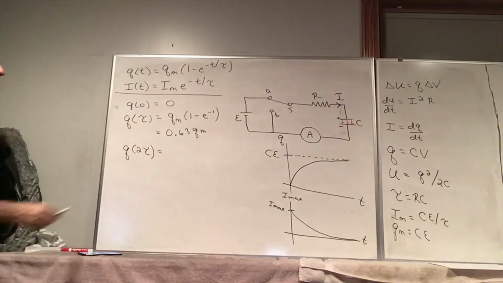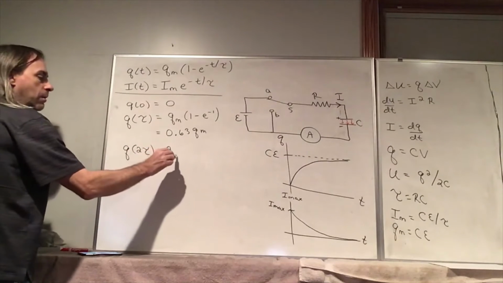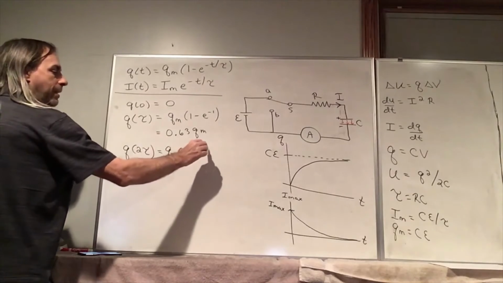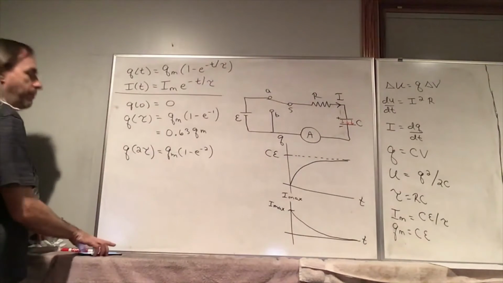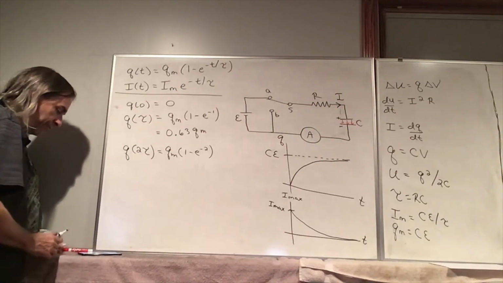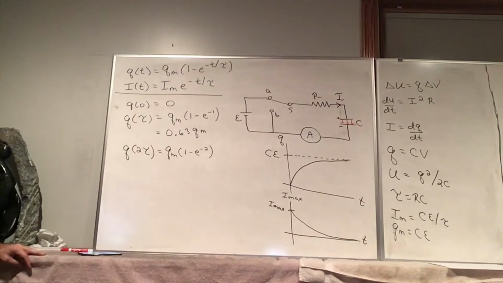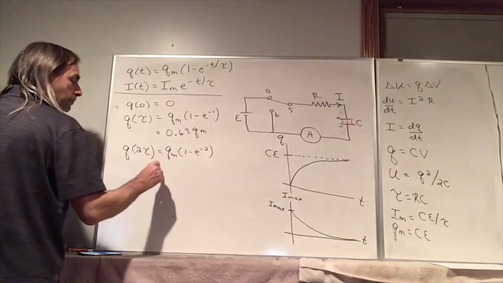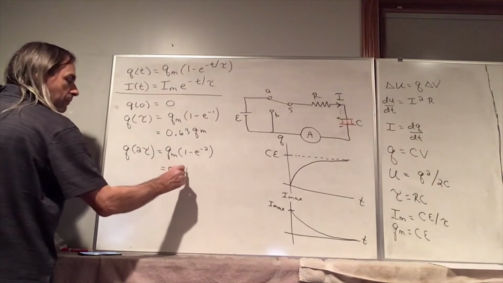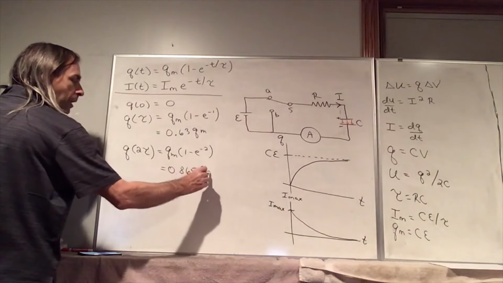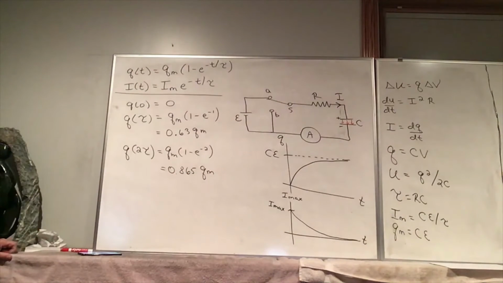So it's kind of the same thing. We're going to have Qm times 1 minus e to the negative 2. We have 2 tau over tau. So e to the negative 2 is 0.135. So this would be 0.865 of a maximum charge on the capacitor. So it's slowing down. One time constant brings us to 63%. The second time constant brings us to about 87%.